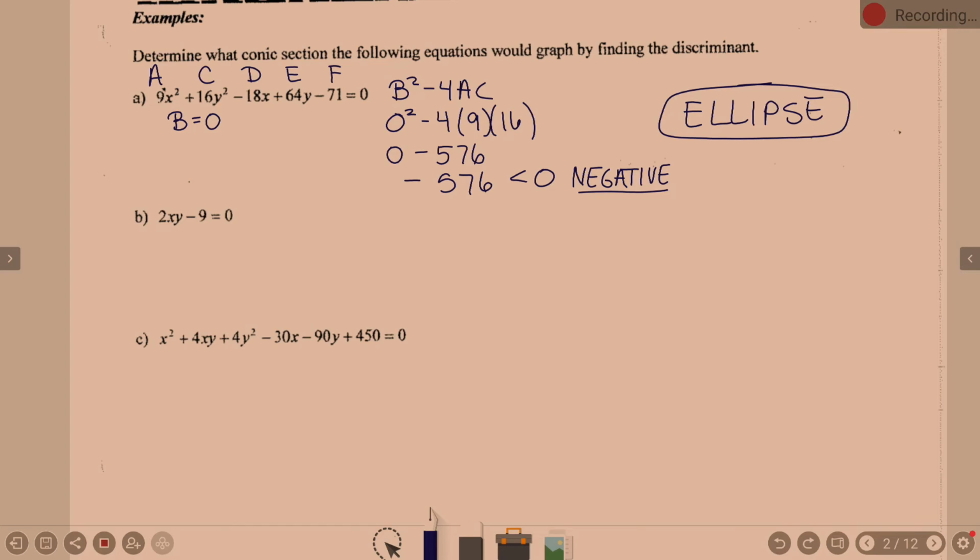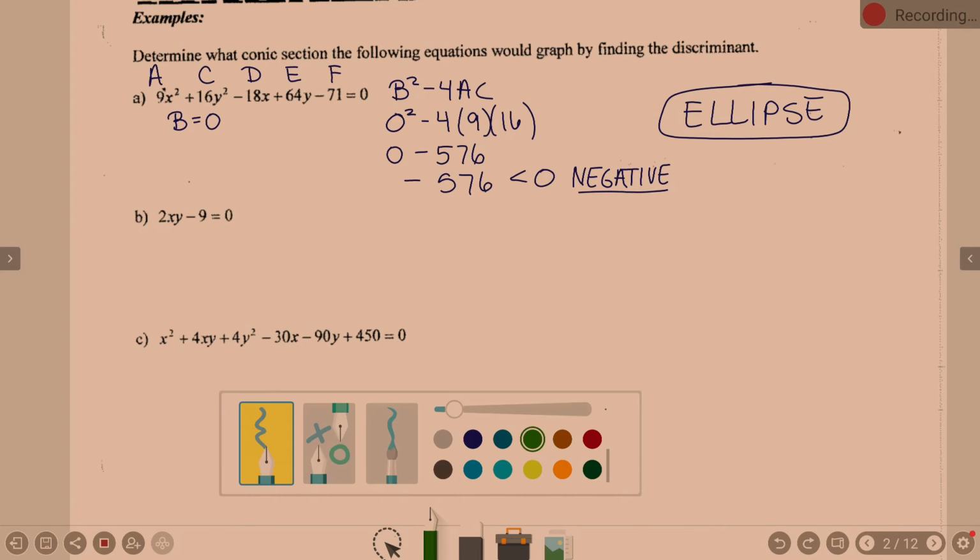No. Now, I would also argue, I know this is an ellipse because there's an x squared and a y squared term. They have the same sign, they're both positive, and they have different values in front of them. So that's how I know it's an ellipse. If they had the same sign and the same numbers, it's a circle, which is a lot like an ellipse. Okay, so let's try B.